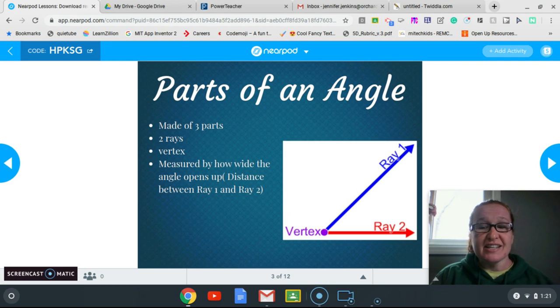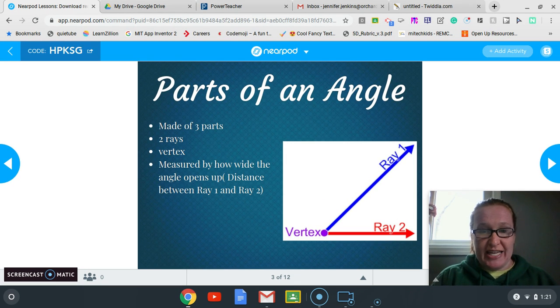So basically, angles are made up of three things. You have two rays and you have a vertex. And we've already talked about vertices before when we were talking about 2D shapes, and even last year in sixth grade, where we looked at our polygons and those corners were our vertices, or if we have one, our vertex.